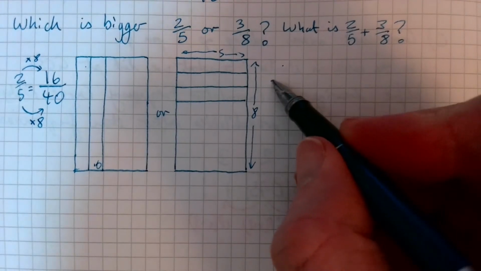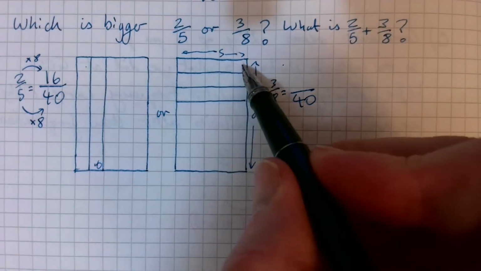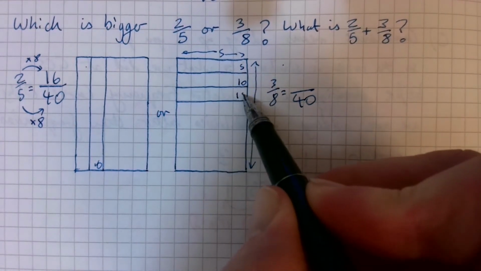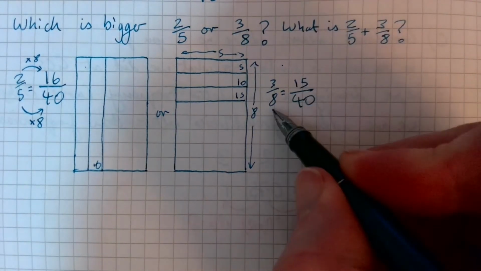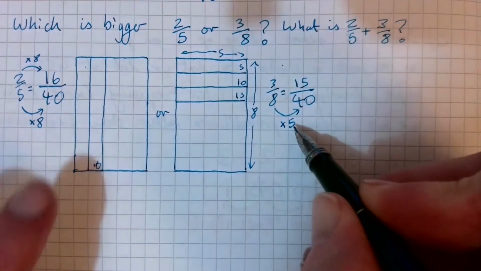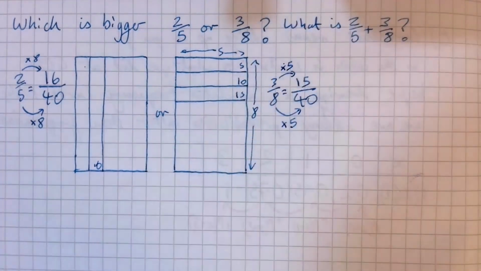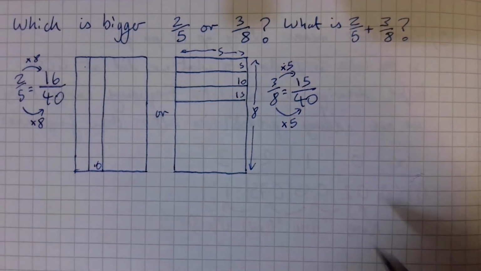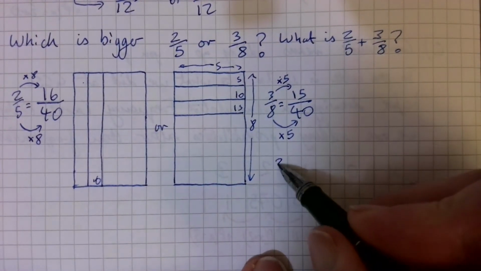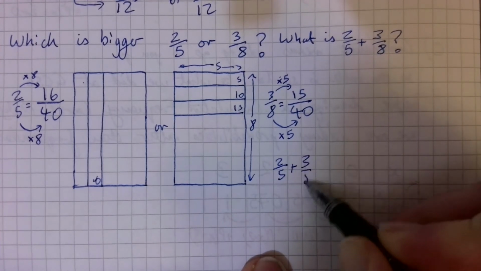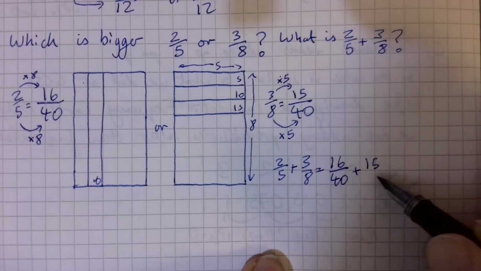And over here, my 3/8 is going to become something else over 40. I've got 5, 10, 15. 3 times 5 is 15. So I've done 8 times 5, because that gives me the same as 5 times 8. And then I'm doing 3 times 5 to give me 15. Now that I've got that, I can say that 2/5 plus 3/8 is equal to 16 over 40 plus 15 over 40.